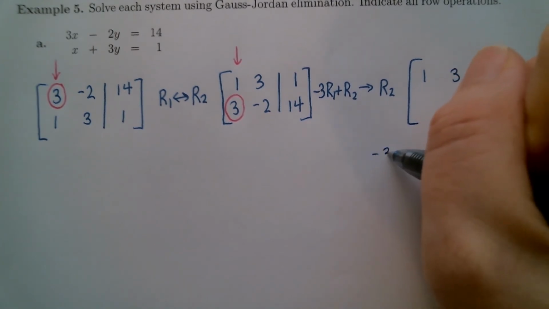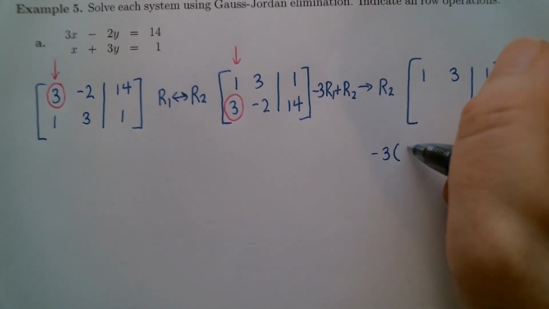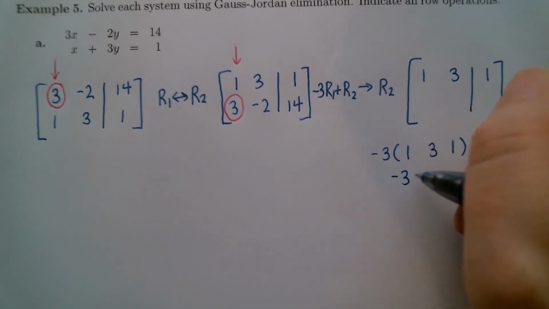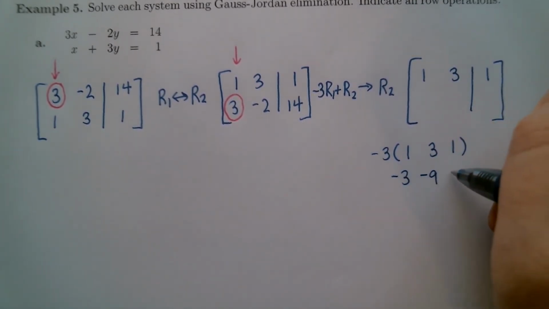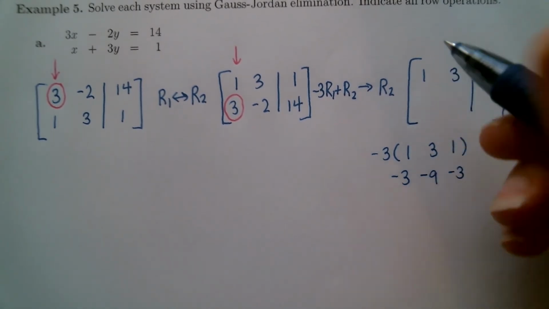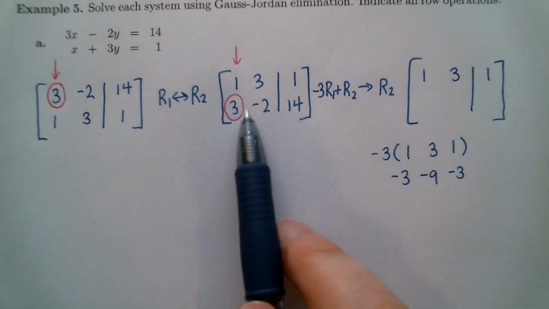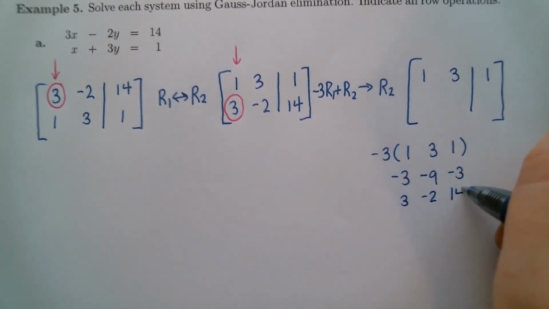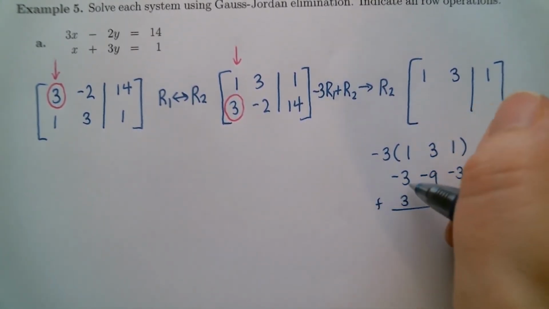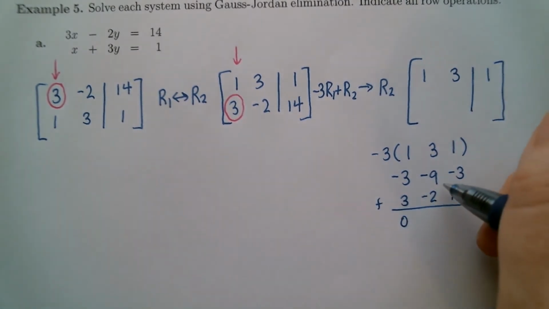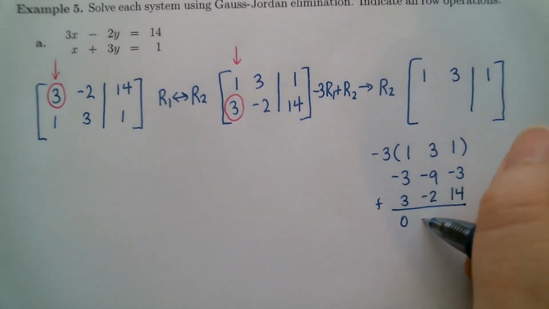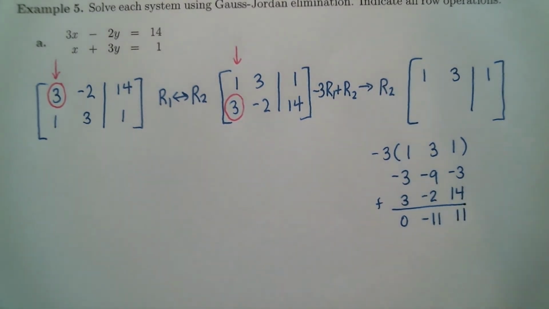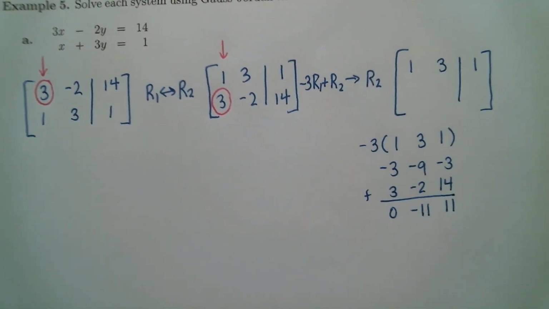I'm going to do -3 times row 1. That is going to give me -3, -9, -3. I'm going to add it back to the second row. This is the second row. And then that's going to give us your adding. So -3 plus 3 is 0. -9 plus -2 is -11. And then -3 plus 14 is +11. That is now your new second row.